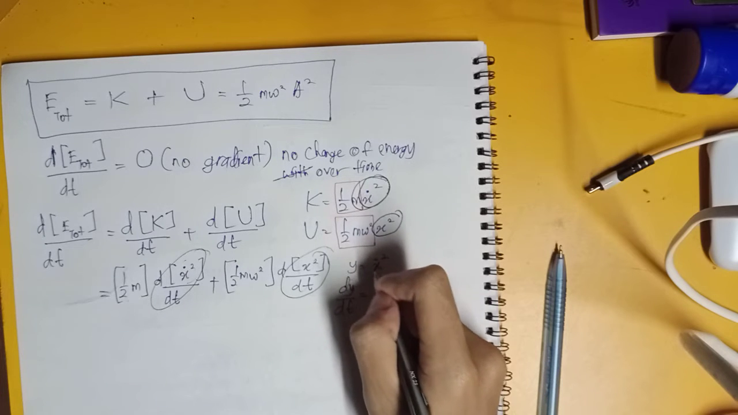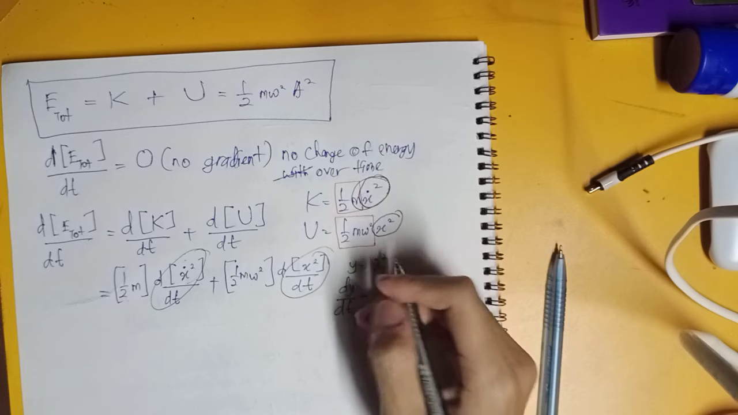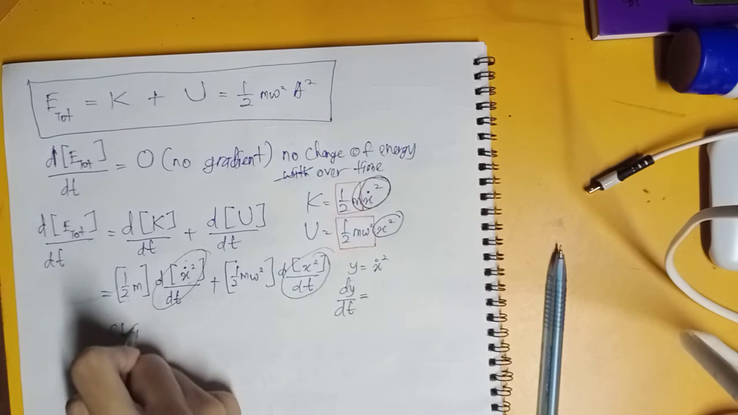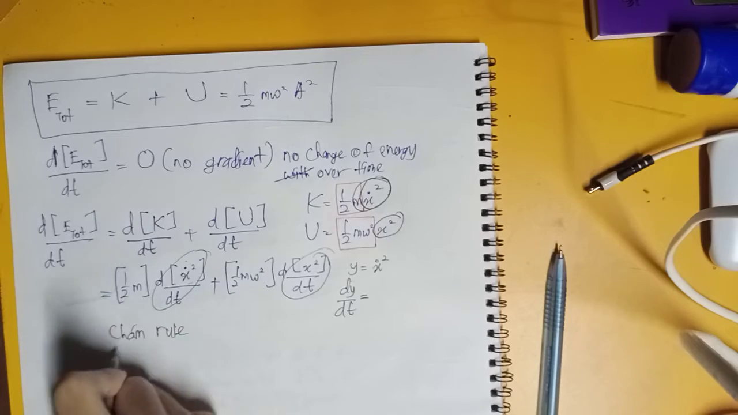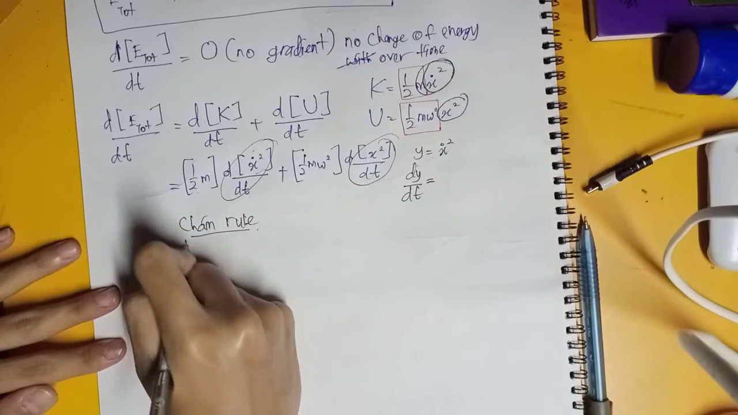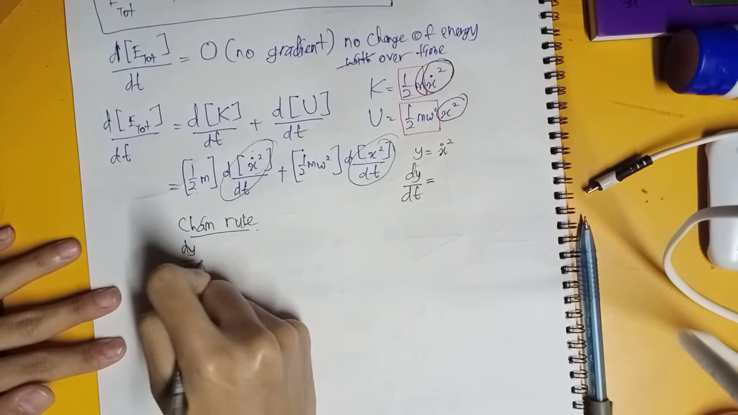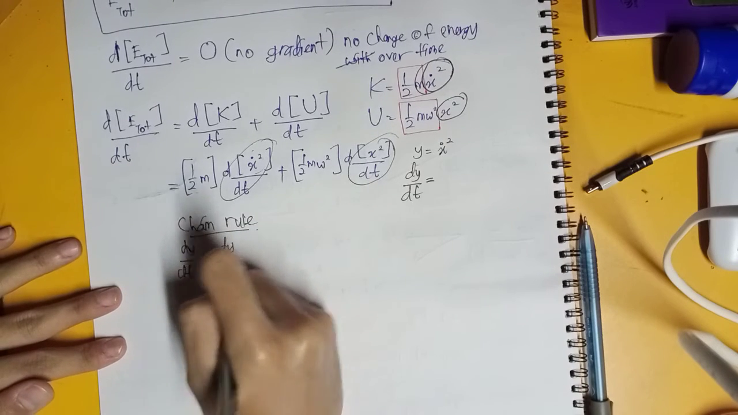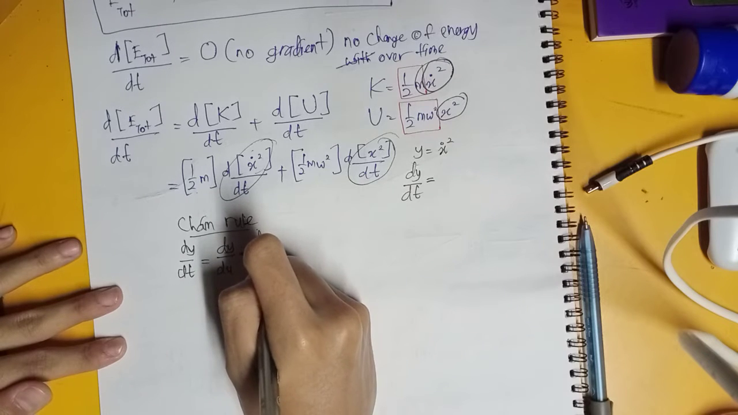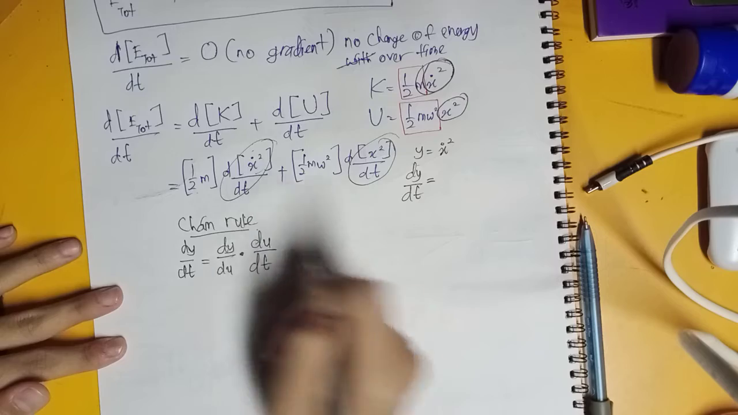How do we differentiate it? So we have to use what we call the chain rule. We have to use the chain rule. So in the chain rule, it says that dy over dt is equal to dy over du times du over dt.